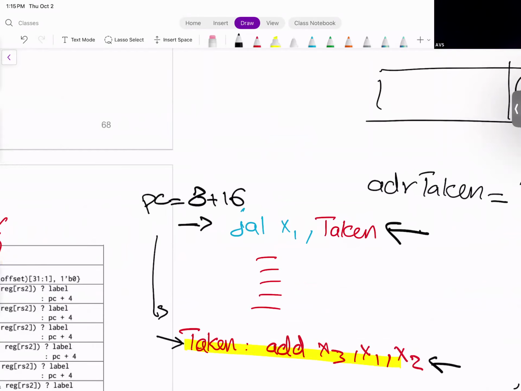In assembly language, you can just make your life easier. Don't compute that number. Just use the same label here and here. The compiler automatically calculates that immediate value for you. So as a programmer, you don't need to have a calculator and count the number of instructions and divide by 4 and do all those things. You just use a label, and the compiler will automatically compute the immediate value for you and put it into the right instructions.